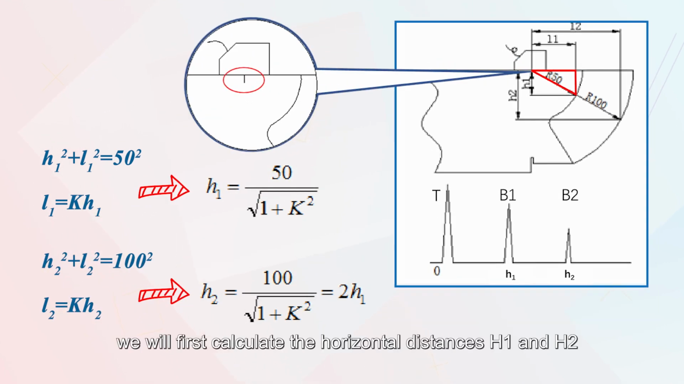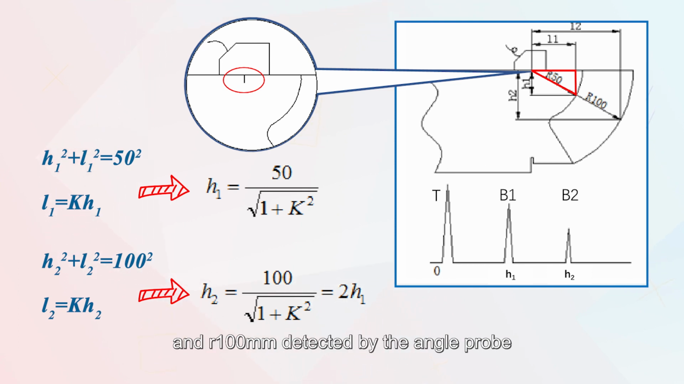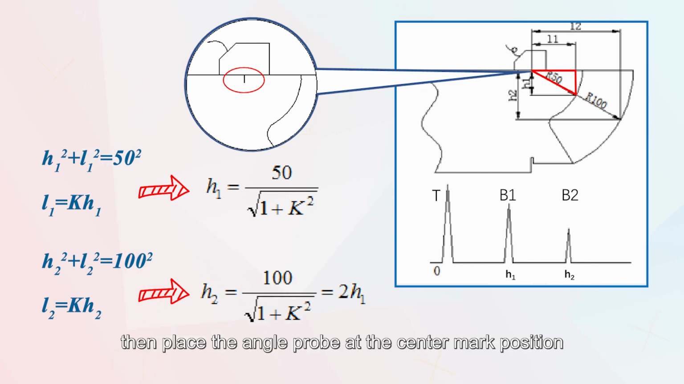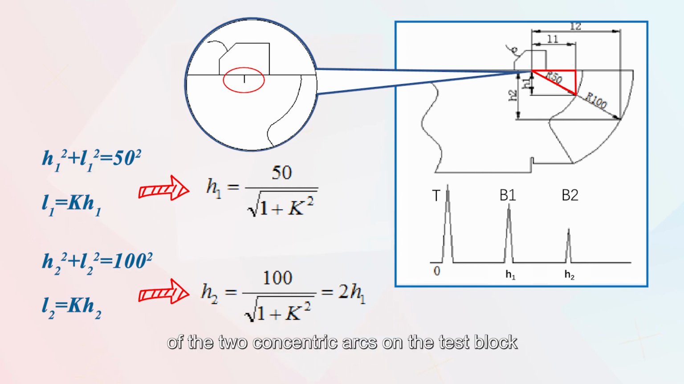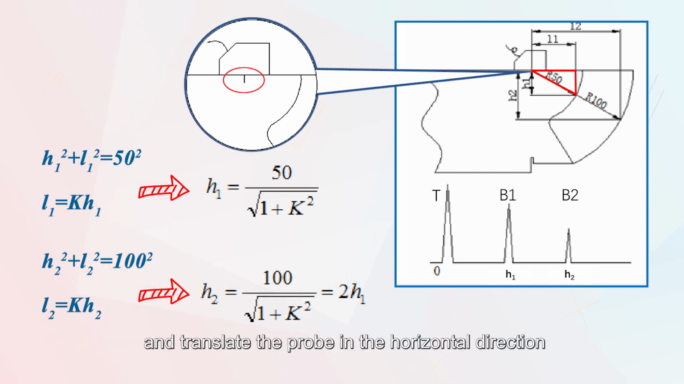Next, we will first calculate the horizontal distances h1 and h2 corresponding to the two circular arc surfaces of R50 mm and R100 mm detected by the angle probe. Then place the angle probe at the center mark position of the two concentric arcs on the test block. Align the probe with the two arcs to emit ultrasonic waves and translate the probe in the horizontal direction to maximize the reflected echo of the arcs.